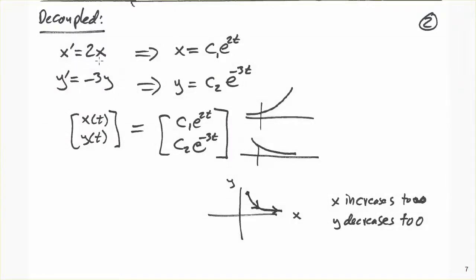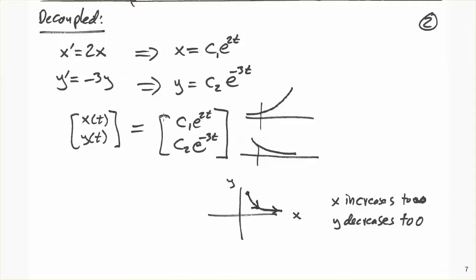What's x prime equals 2x? Well, that solution is just c e to the 2t. We've solved that 100 times. And what's y prime equals minus 3y? Well, that's just y equals c e to the minus 3t. We've solved that 100 times. And now you might be tempted to just put c on both of these, but the constant here doesn't have to equal the constant here. They could be different constants. And so we put c1 and c2 to indicate that they don't have to be the same thing.